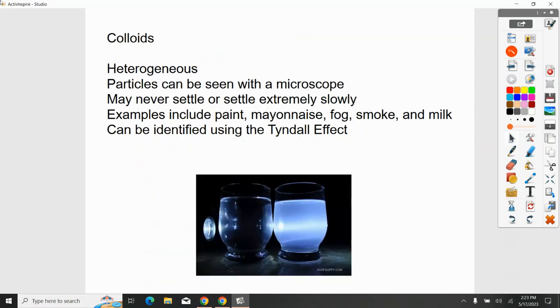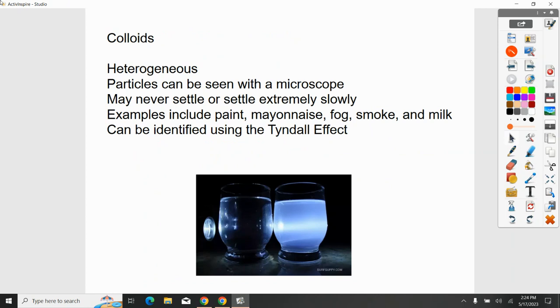Colloids are the second type of mixture. They are also heterogeneous, which means that they're very much like the suspensions. You have stuff that's literally suspended or floating around in your mixture. But this time, rather than the particles being big enough to see with the naked eye, they are microscopic. So we're breaking this down to a microscopic level. Because these particles are so small, gravity does have a very difficult time separating them. So they may never separate, or they will separate extremely slowly.